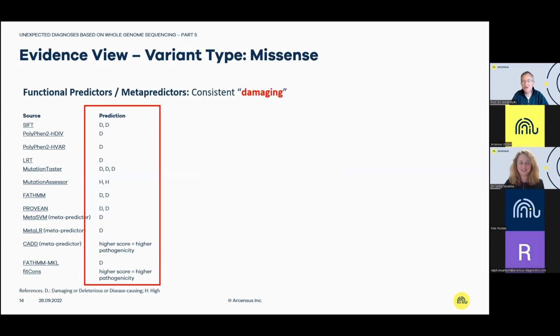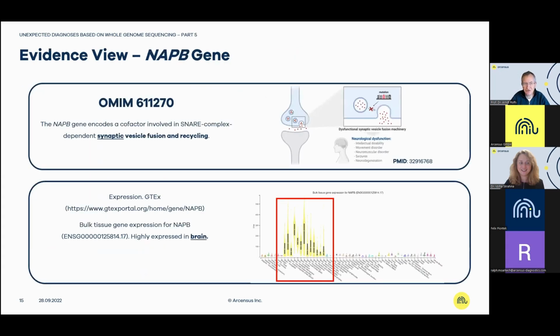In the next step, you run the variant through all of the theoretical prediction programs. You see on the left side the names of those prediction programs, SIFT, PolyPhen, MutationTaster, MutationAssessor, and so on. And you see that in the overall majority, the prediction based on the theoretical programs ends up with the information that it is either damaging or deleterious. And the likelihood that it really is a damaging variant has been calculated as very high. So this is consistent information that here we can expect to have a damaging variant in the gene NAPB I've shown to you.